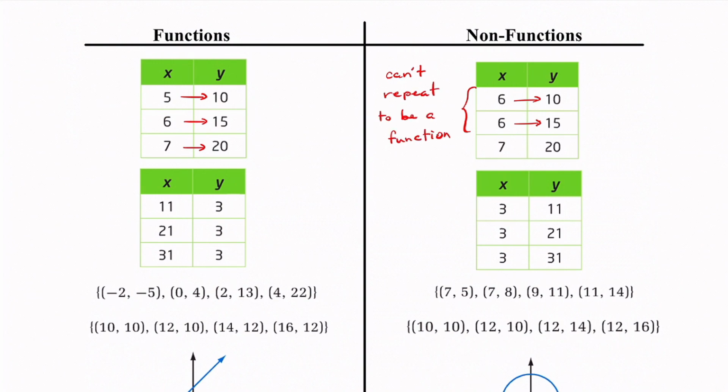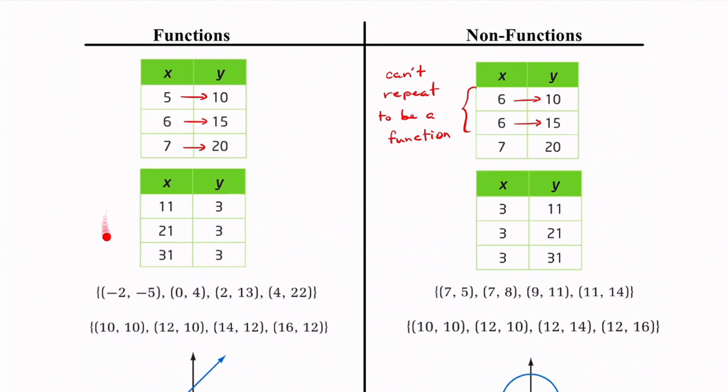So another way you could think about this is to imagine you had a bunch of different people. If x stood for people, you could have the first person, second person, third person, all the way up to the sixth person. If the sixth person had $10, I know person 6 has $10. Then I get to person 6 again, and now it says they have $15. That wouldn't make sense, okay? They can only have one output. You can't have a changing y value.